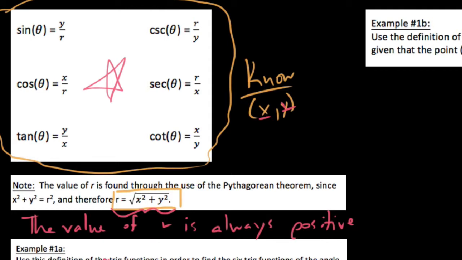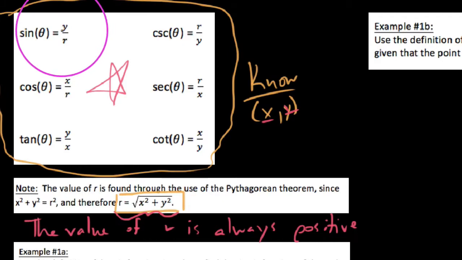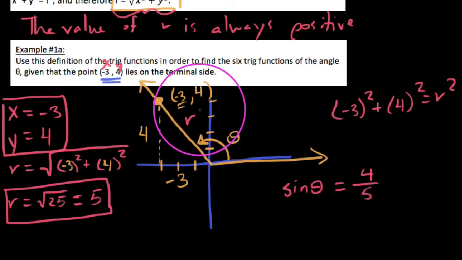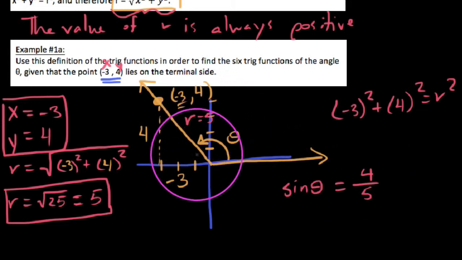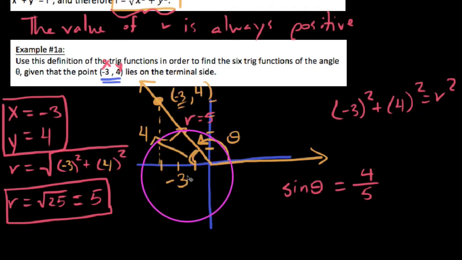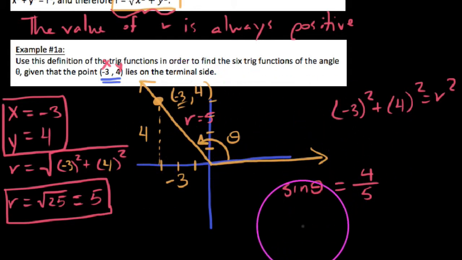So for instance, if I want to find the sine of theta, we formally define this on the other page as being y over r. And in this case, our y value is 4, and our r value is 5, okay? If you were to look at this triangle, it's kind of like saying opposite over hypotenuse is 4 over 5, okay? So we did just kind of find the sine of this right triangle. Let's go ahead and proceed with the rest of these.